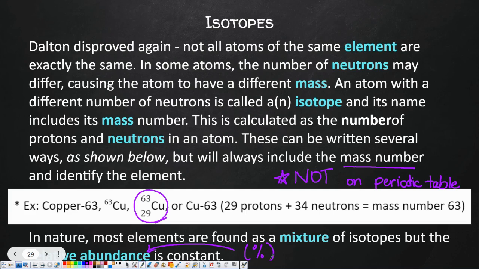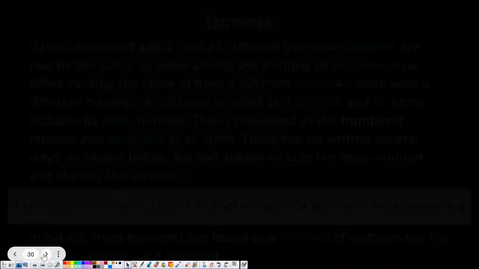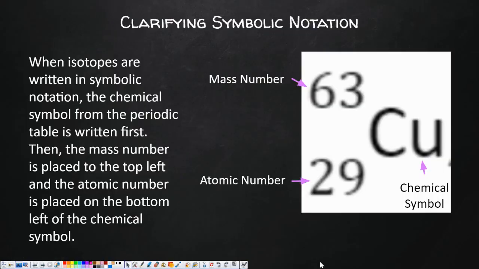But what we are going to look at today is if we're given the isotope, can we figure out how many protons and neutrons it has? And can we write its symbolic notation correctly? So just to clarify symbolic notation, notes that you might want to add in here.